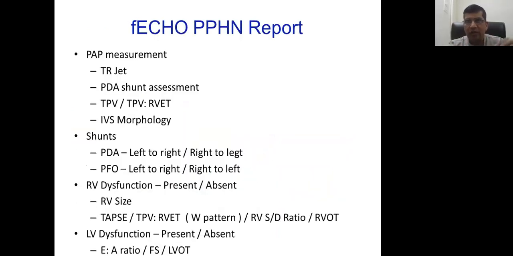Now we'll come to that point. But when we talk about the functional echo, you have to assess the pressures. You have to assess the shunts. You have to assess right-sided systolic and diastolic function. You have to assess left-sided systolic and diastolic function. That's your full echo when we talk about the babies, about the hemodynamics, about echocardiography.